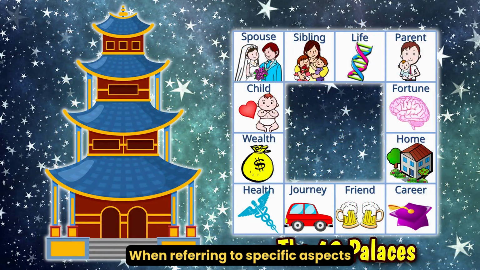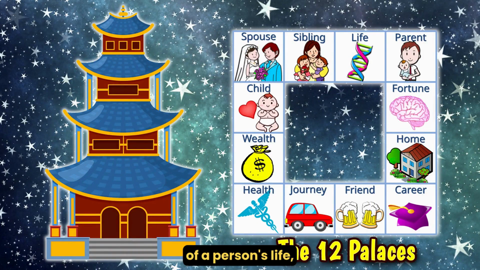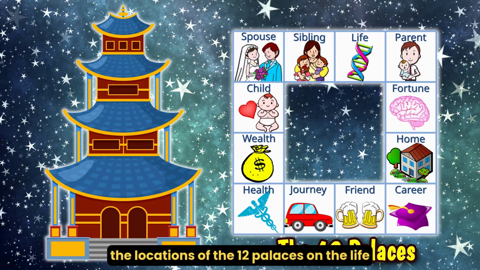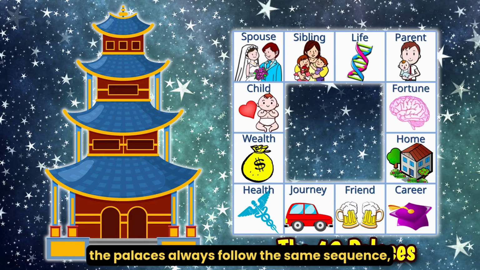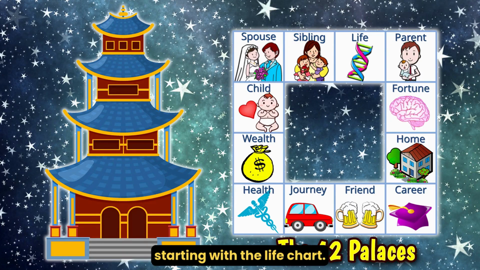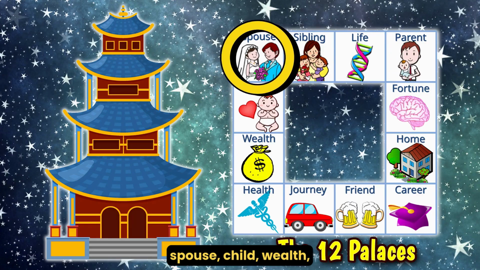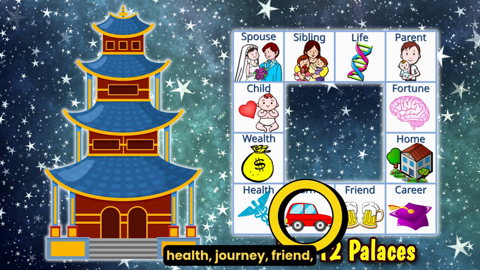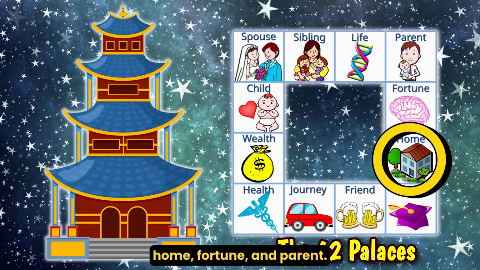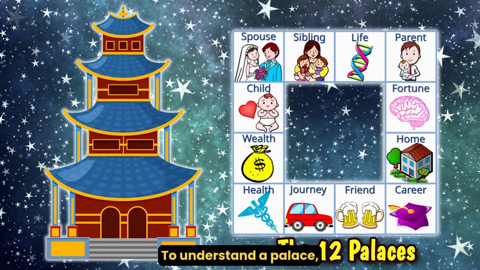The 12 palaces. When referring to specific aspects of a person's life, the term palace is used. The 12 palaces represent the 12 aspects of a person's life. Unlike terras, the locations of the 12 palaces on the life chart vary for each individual. They depend on a person's birth time and birth month. However, the palaces always follow the same sequence, starting with the life palace. The 12 palaces are life, siblings, spouse, child, wealth, health, journey, friend, career, home, fortune, and parent. To understand a palace, always observe the stars inside it.